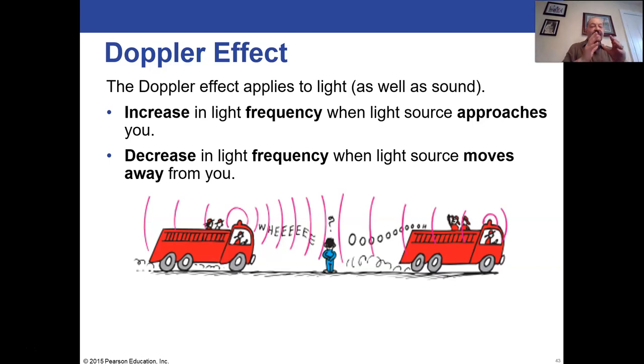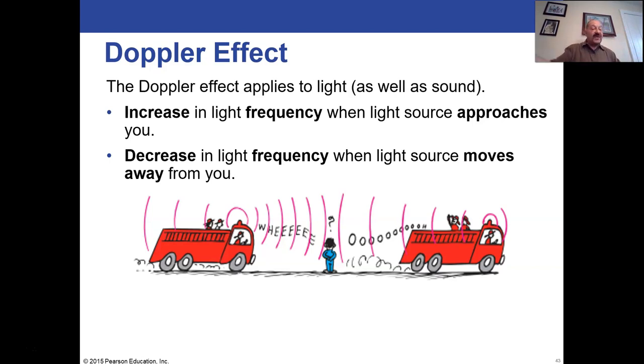And then as it goes away, the waves are taking longer to reach you from the source of the sound on the truck, and therefore they'll be spread out, and the waves will hit you less frequently. The wavelengths will feel longer to you, and therefore the frequency will come to you less frequently, and therefore it'll sound like a lower pitch to you.